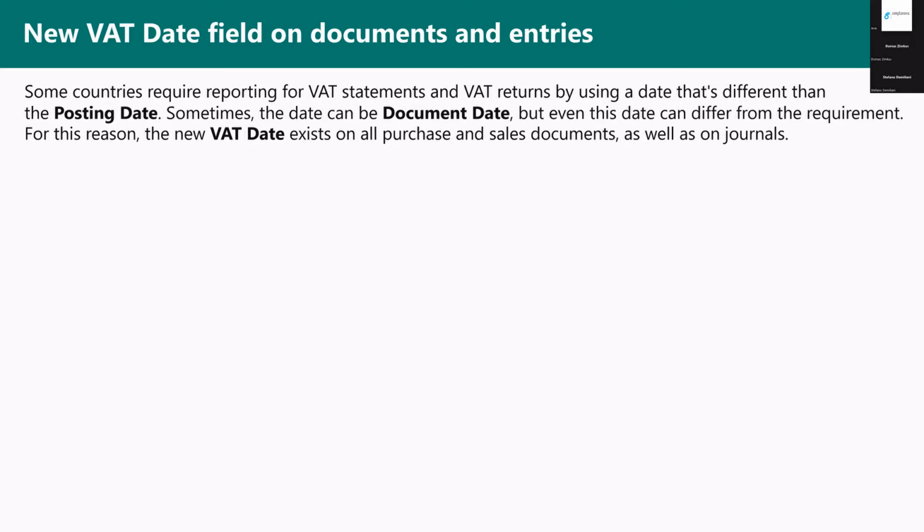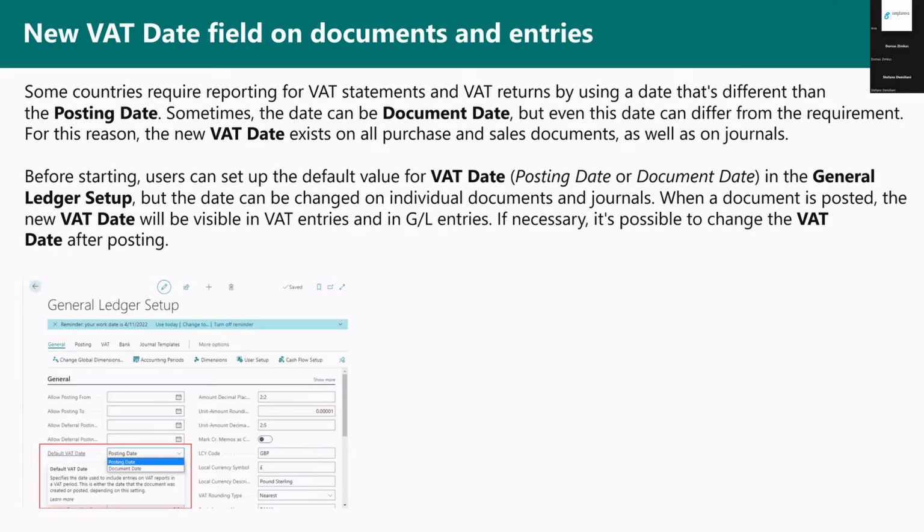This field now exists on all purchase documents, all sales documents, and all journals. And how does this new field work? It works through the general ledger setup. Now you have a new field called default VAT date, and in this field you can specify the default VAT date behavior. So, for example, you can set up posting date or document date.